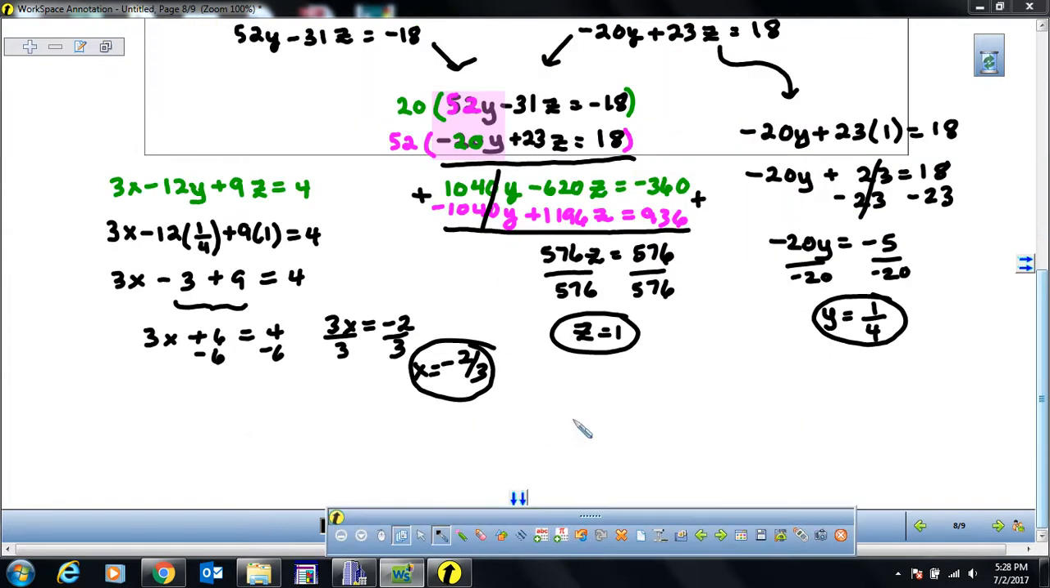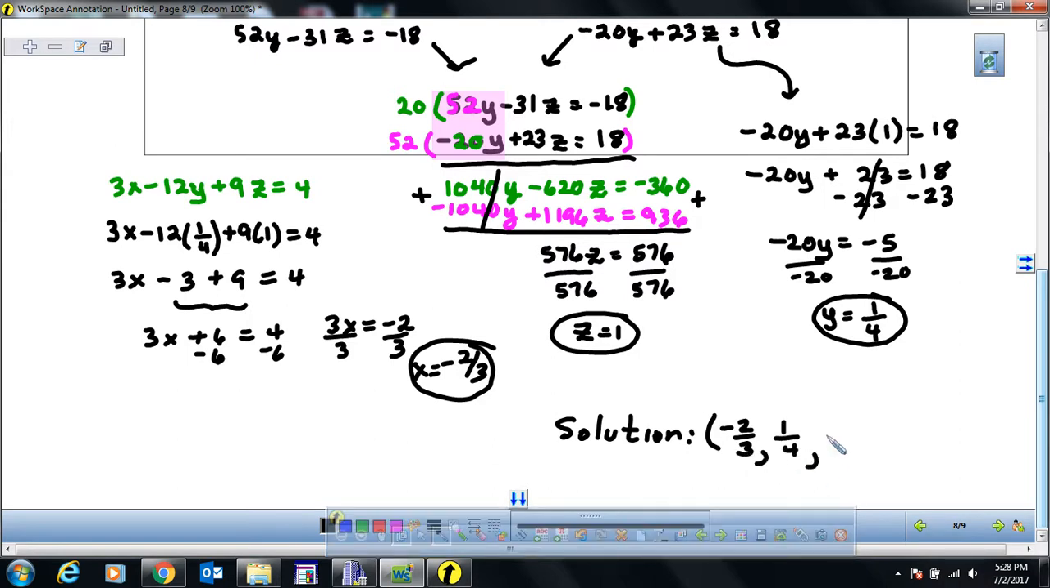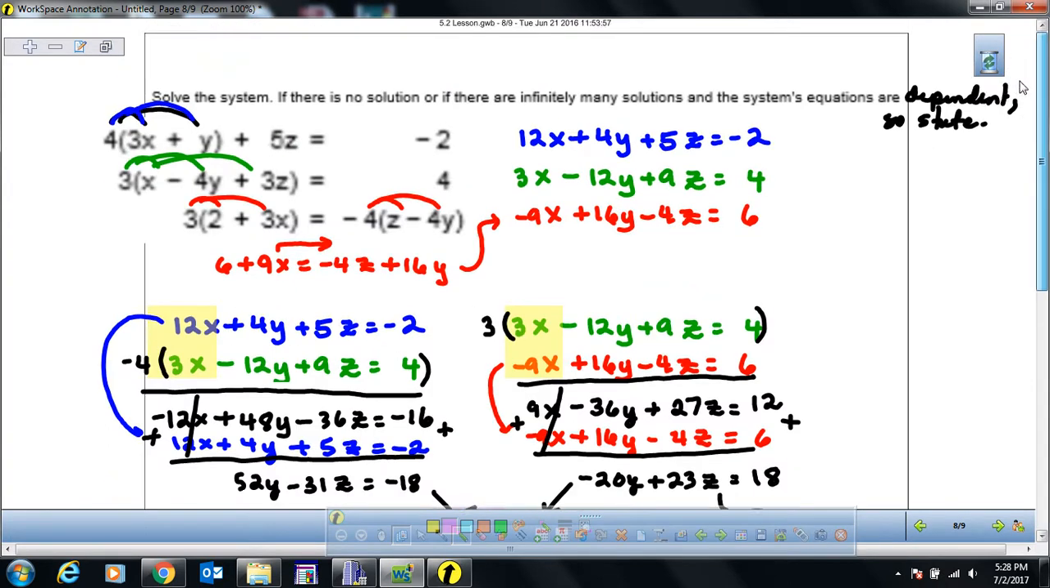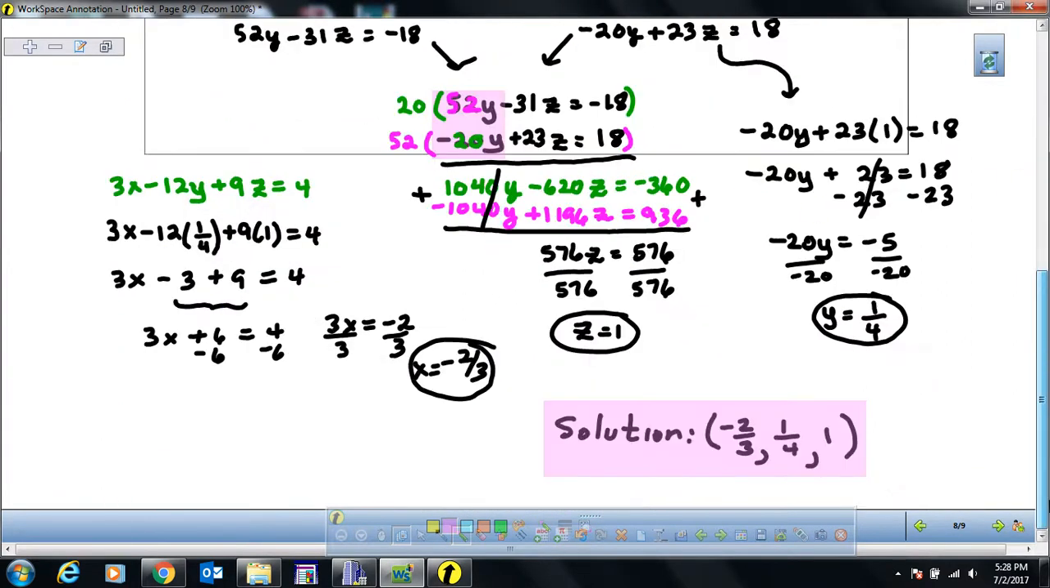To finalize this, remember that we write the solution as an ordered triple. So the solution for this system of equations is x, which is negative 2/3, comma, y, which is 1/4, comma, and z, which is 1. This is the solution for the system of equations above. You can always check your solution by replacing the values of x, y, and z, which are negative 2/3, 1/4, and 1, back into each of the three original equations, and see if it gives you a true statement on all of them. And this concludes section 8.2.